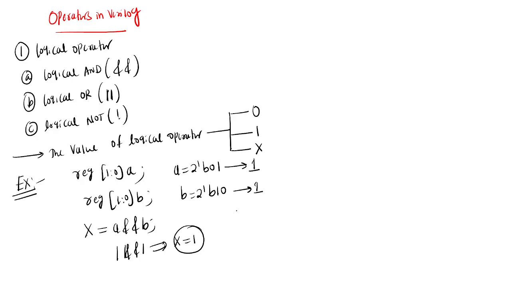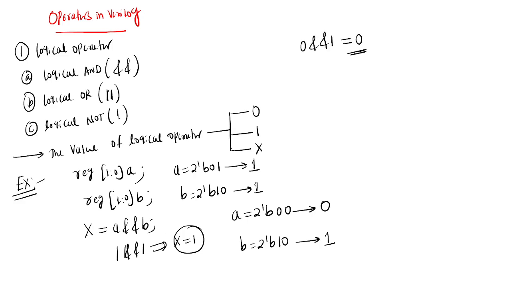Suppose you take a equal to 2'b00 and b equal to 2'b10. If it is a 0 value, it will take the whole value as 0. If it is a non-zero value, it will take the whole value as 1. So here you will get 0 logical AND of 1, which is equal to 0. So this is the logical AND operation.